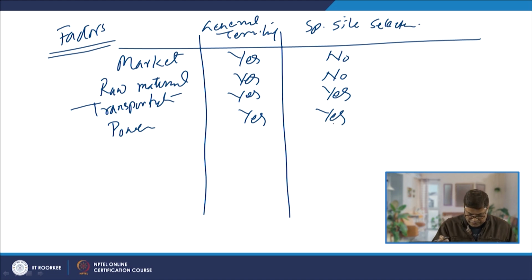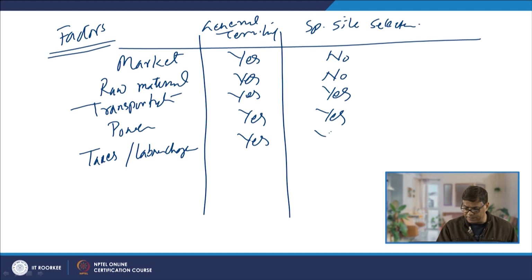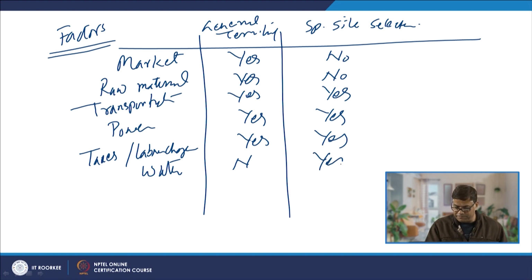Yes, and then we have the taxes, labor charges. So, that should be considered for both the general territory and specific site selection. Then the availability of water: in general it is available everywhere, but for a specific site it must be considered. So, it is not that important in case of the general territory selection.